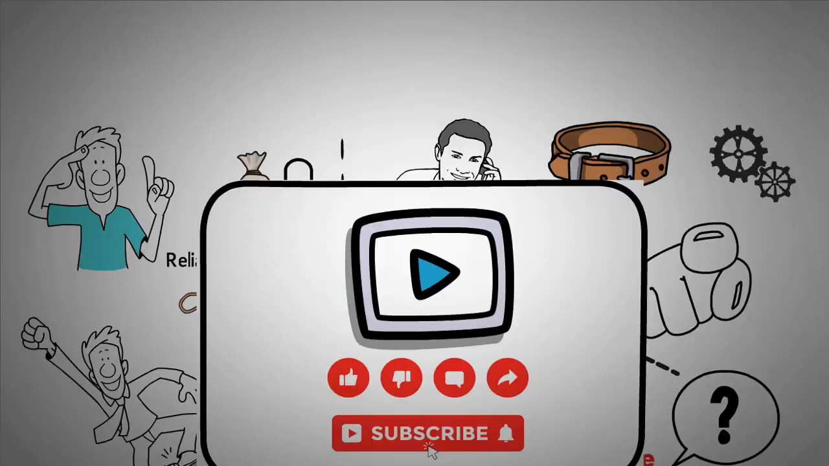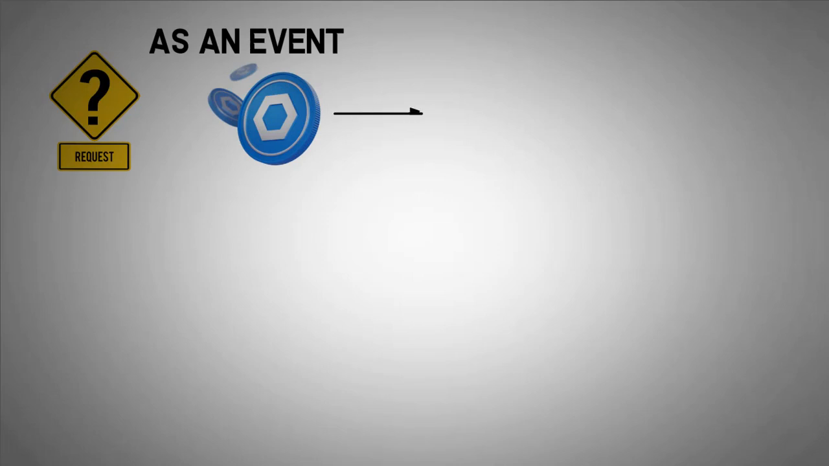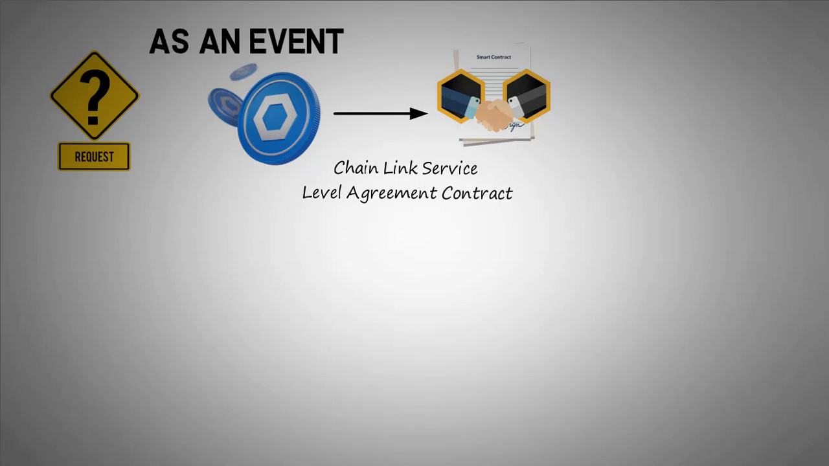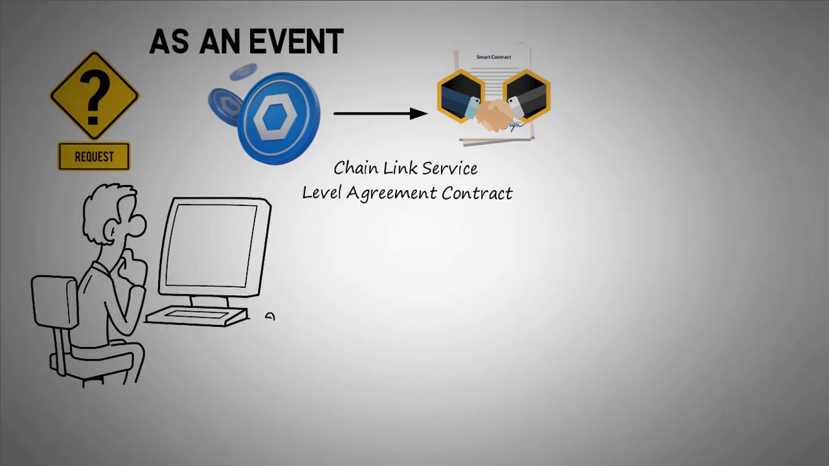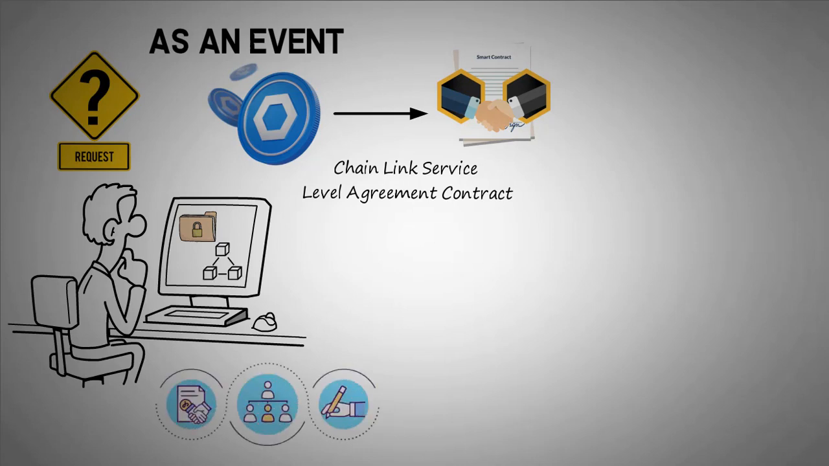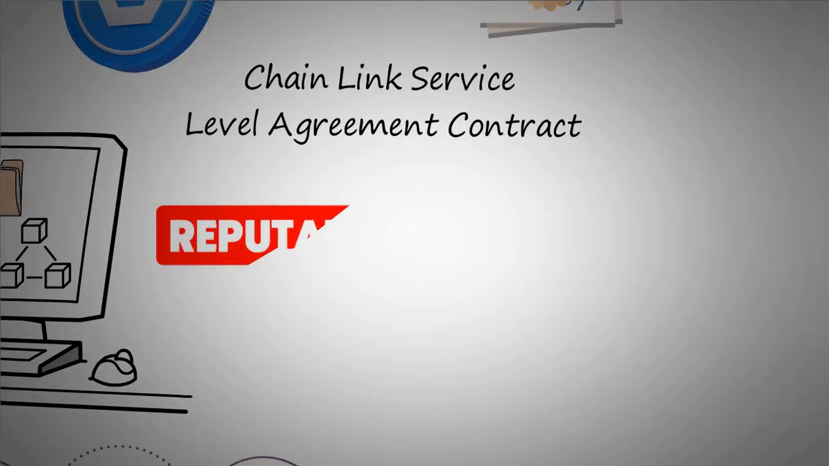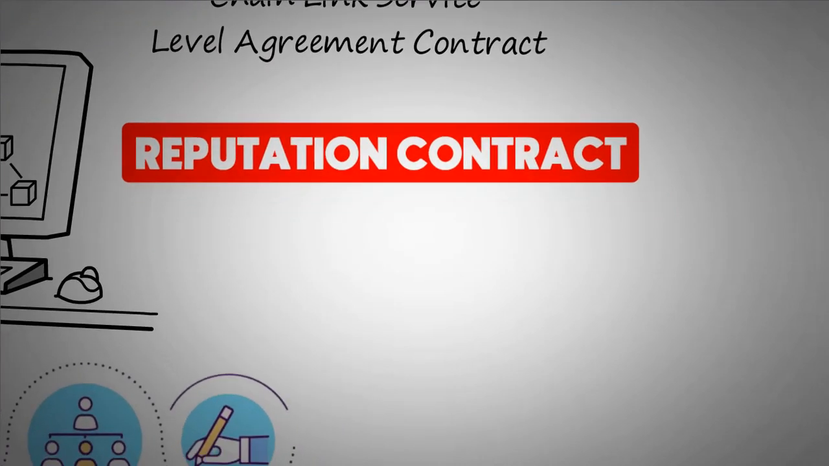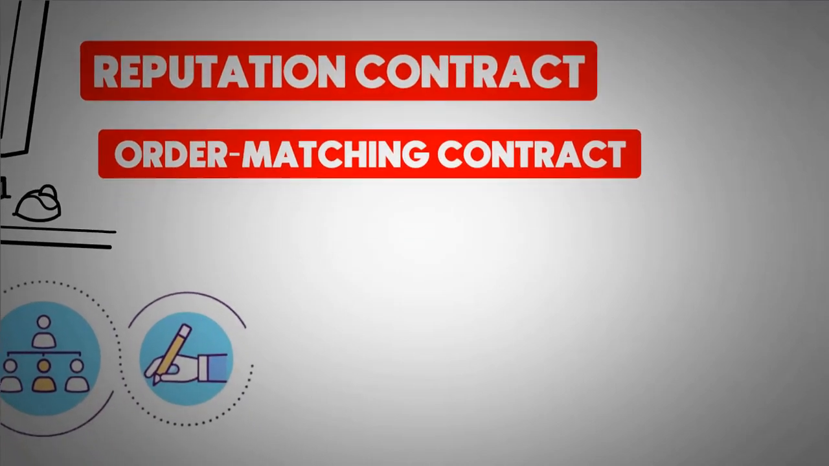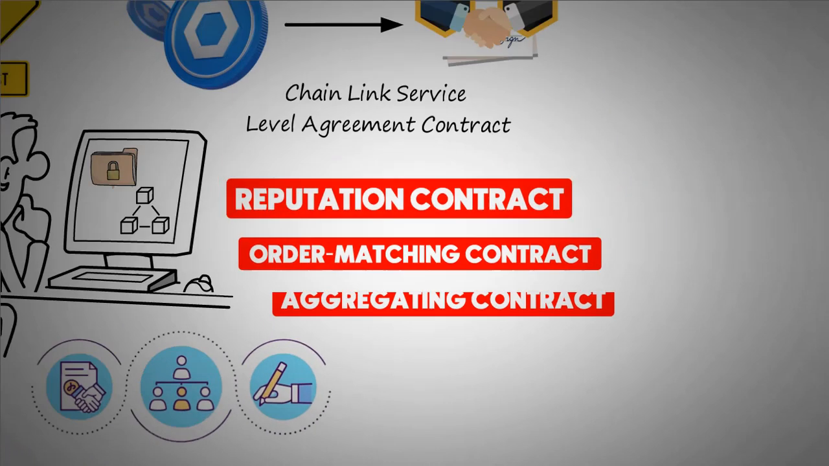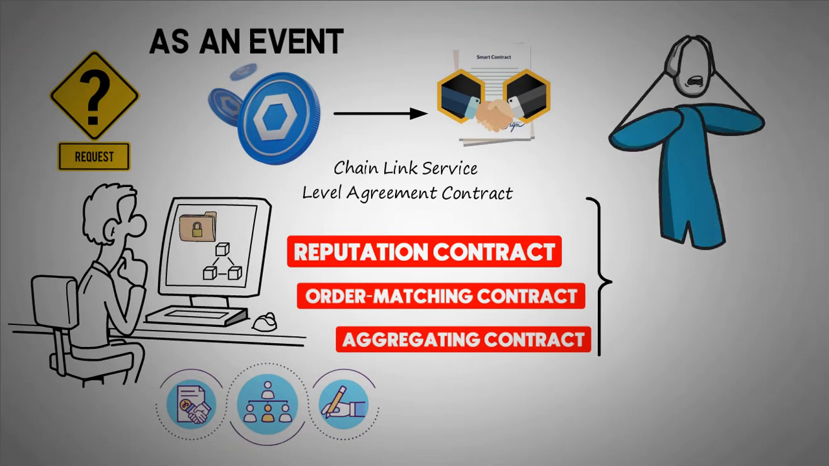Now, after setting up a requesting account, the Chainlink algorithm registers your request as an event. Following that, the algorithm will set up a new matching smart contract called a Chainlink Service Level Agreement contract. This contract allows it to access data off of the blockchain. Later, 3 more subcontracts are created by the same service level agreement contract: a reputation contract, an order matching contract, and an aggregating contract. Don't worry if you have no clue what these contracts are, we will look at them individually.